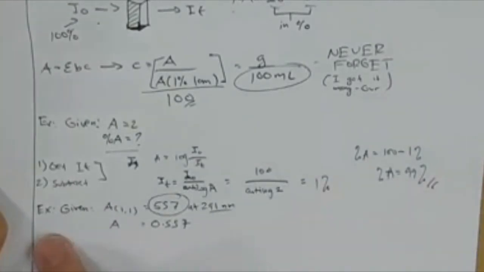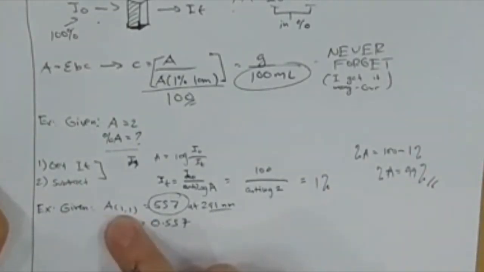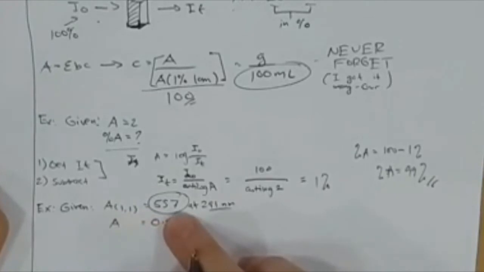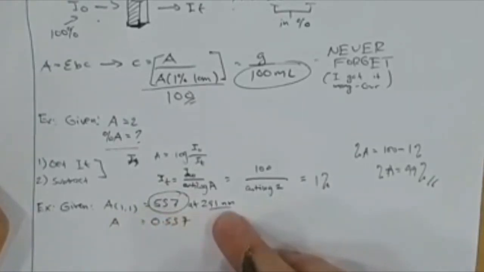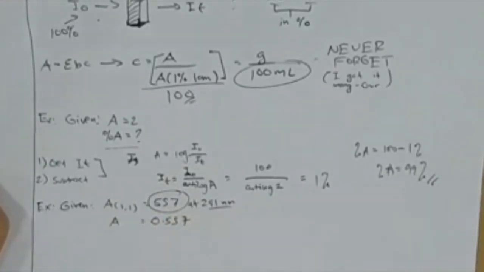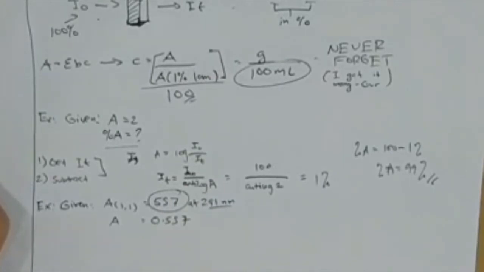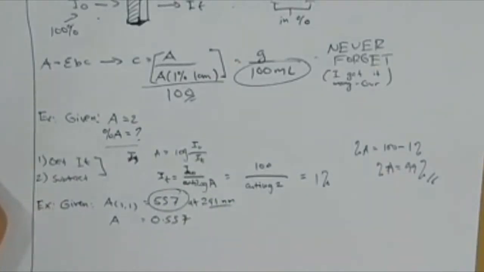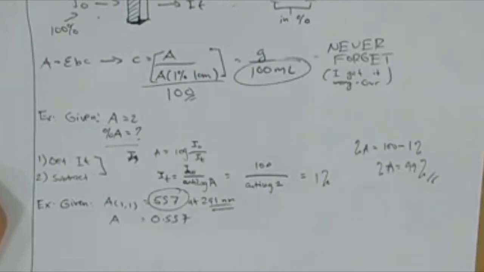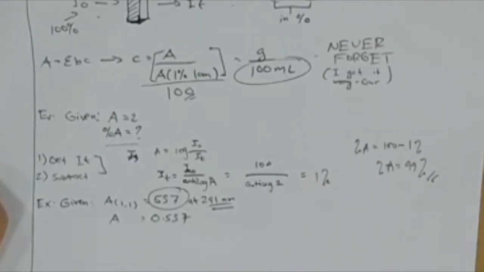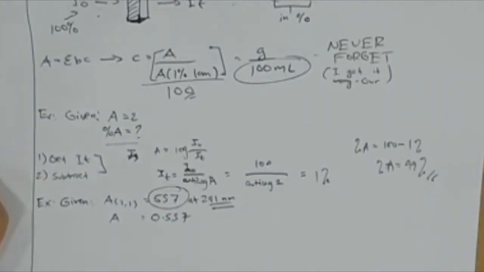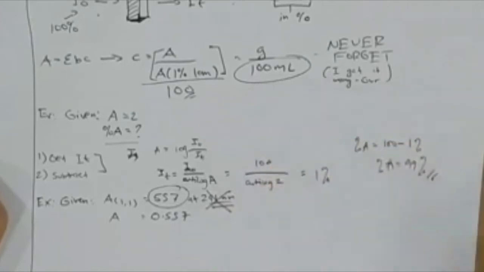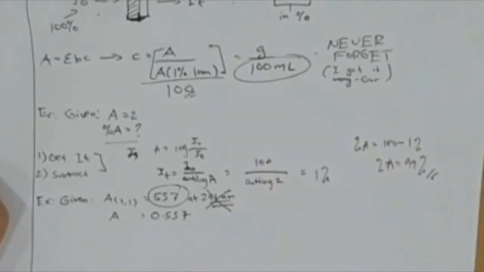So here is another sample problem where we are given the A11 value of 557 at 291 nanometers and absorbance. The wavelength is usually pretty useless. Like, it's given at 291, given at 300. You can ignore these values. You should always focus on, for example, your A11 is this, A11 is that.